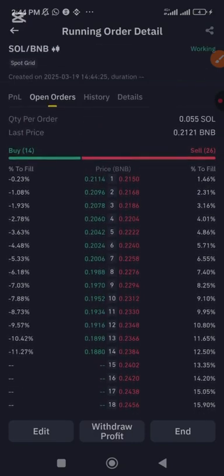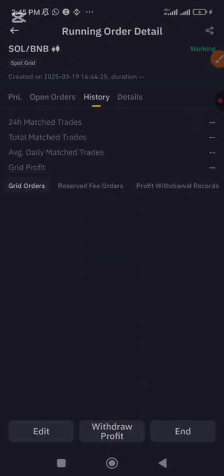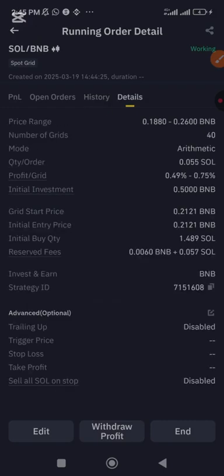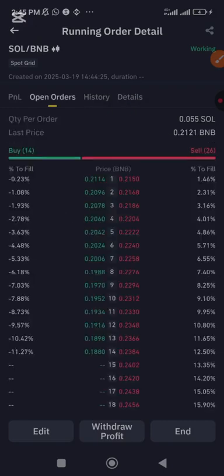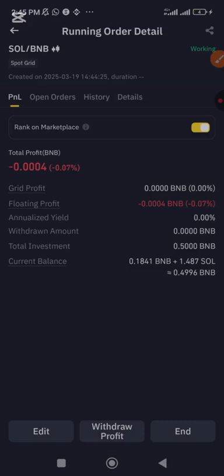You can see it. So when I'm making profit, it will be selling. When I'm making losses, it will be buying automatically. You see all the transaction history here, all the orders that have been placed, everything. The details, the summary of the whole transaction will be here. So this is how to set up the spot grid bot.